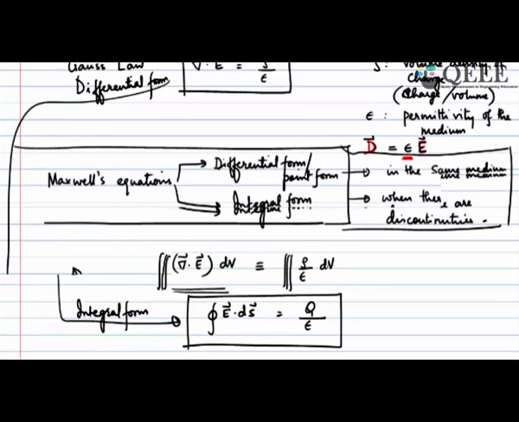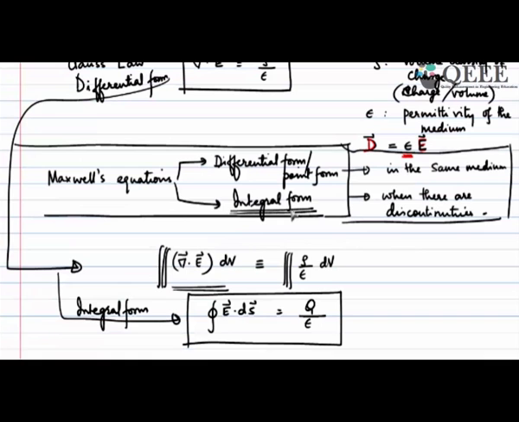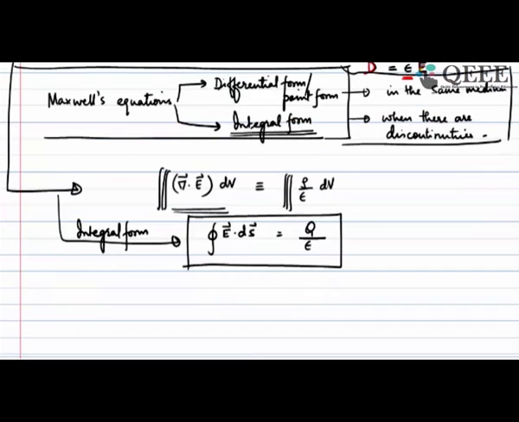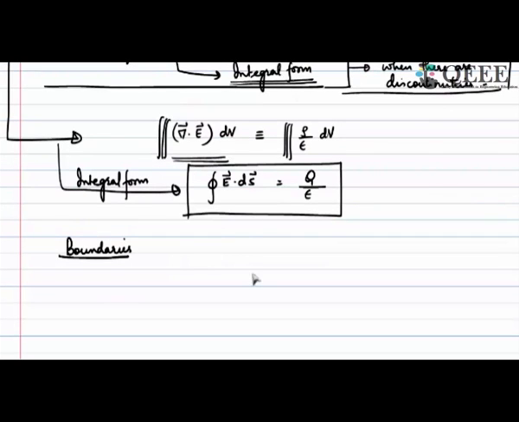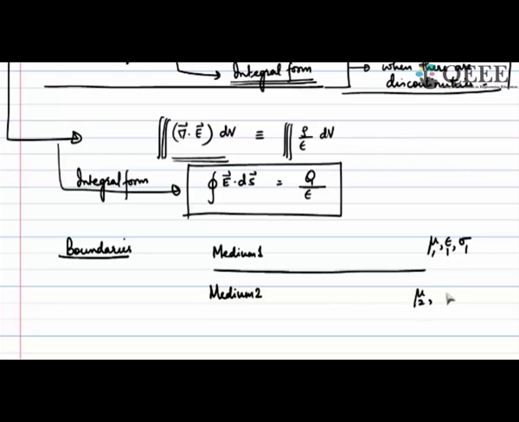Now to tell you where this integral form is used, why do we need this integral form? As I said, when there are discontinuities or when there are boundaries. Now what is a boundary? I have a separation. On one side I have medium 1 and on the other side I have medium 2, where in medium 1 you have parameters mu 1, epsilon 1, sigma 1, and medium 2 you have parameters mu 2, epsilon 2, sigma 2.